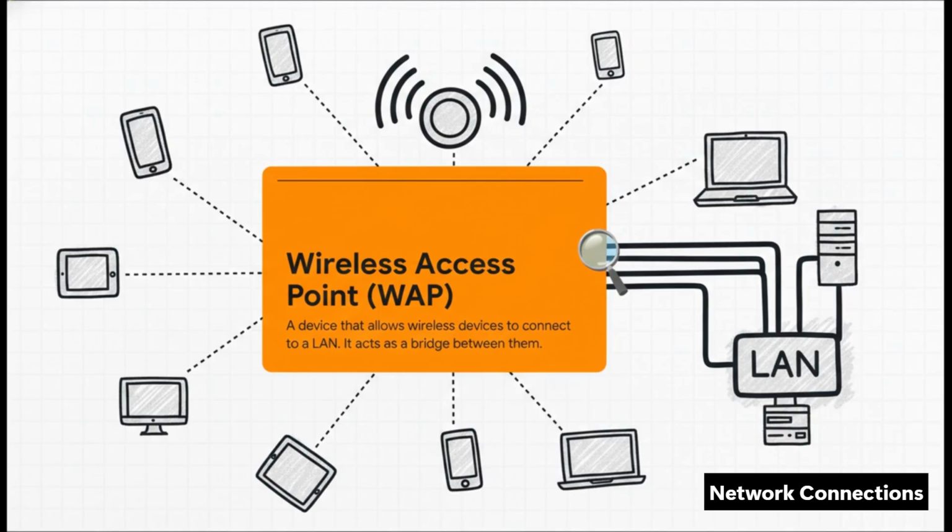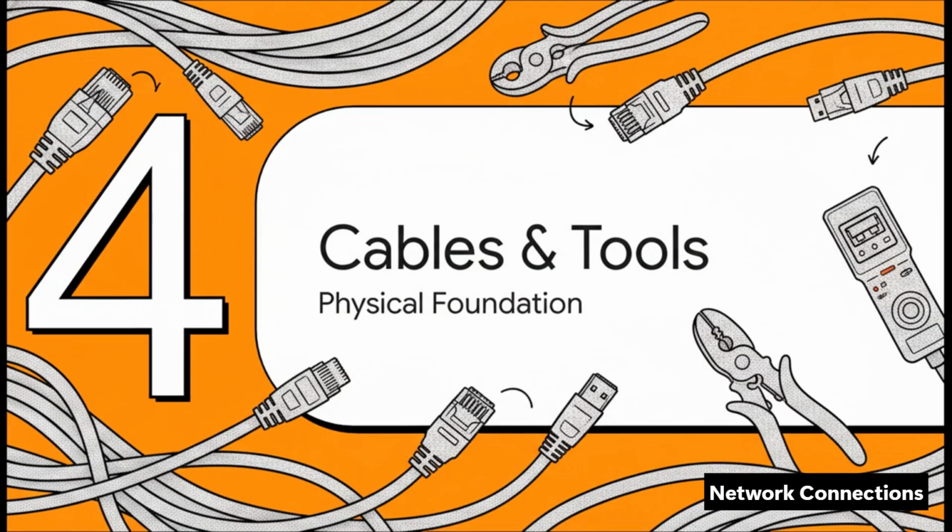And that's where the wireless access point, or WAP, comes in. This is the gadget that actually creates your Wi-Fi signal. It acts like a bridge, letting all your wireless devices, like your phone and your tablet, connect back to that main wired network.